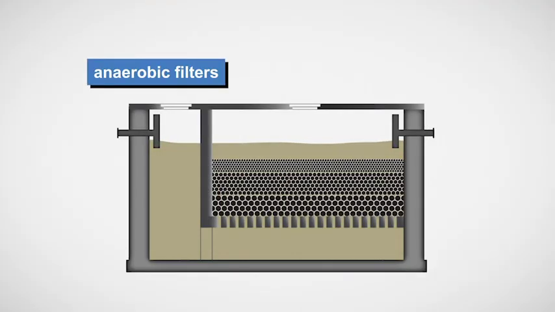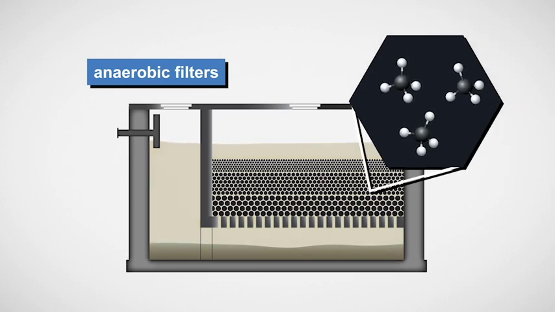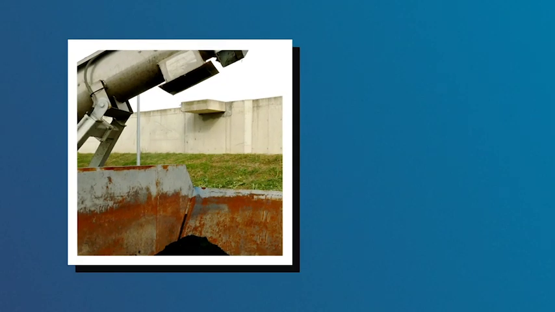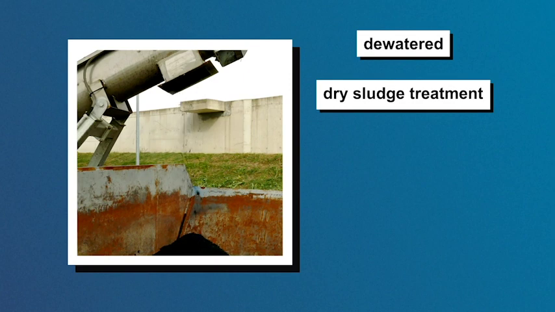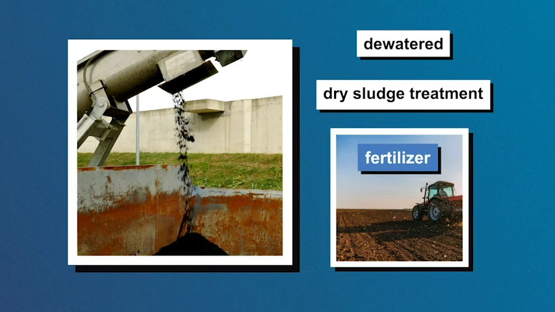Anaerobic filters are temperature sensitive and costly, but the methane can be used to generate heat and electric power, offsetting some of the cost. The remaining solids are dewatered, dried out even more, and finally sent for dry sludge treatment to be stabilized for other uses, such as fertilizer.